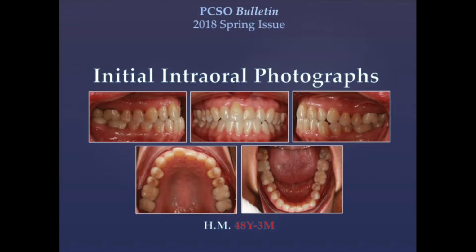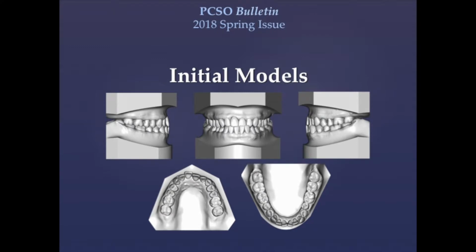Her lips are slightly apart at rest. Her upper lip is on the E line, while the lower protrudes 3 mm in front of it. The molar and cuspid are mildly class 3, the right molar being 1.5 mm and the left molar 3 mm.